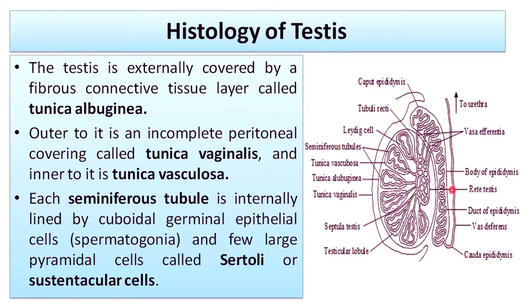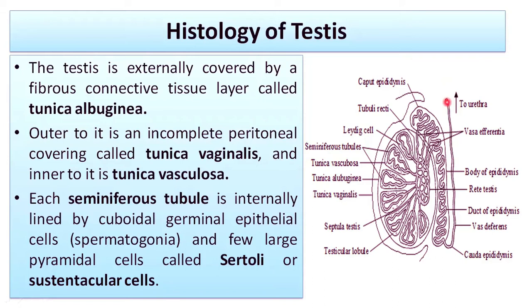Now, students, this is the rete testis. It is the network of tubules, the network of all seminiferous tubules. All these seminiferous tubules meet at one point, and that point is known as the rete testis. Now, these are the vasa efferentia, and the outer tube is known as the vas deferens. And then the sperm will transfer to the urethra.